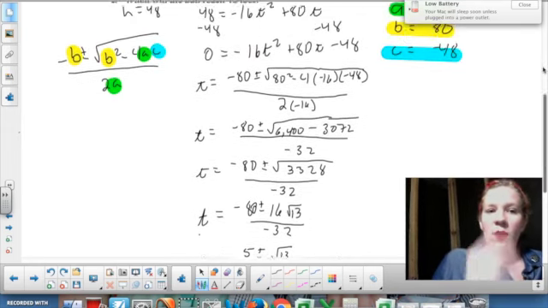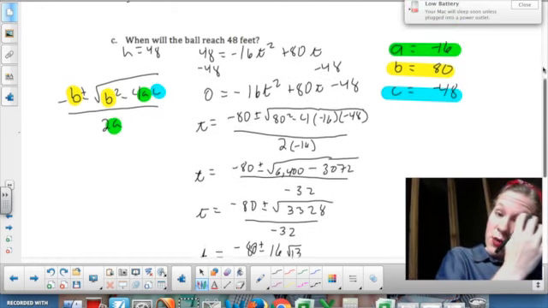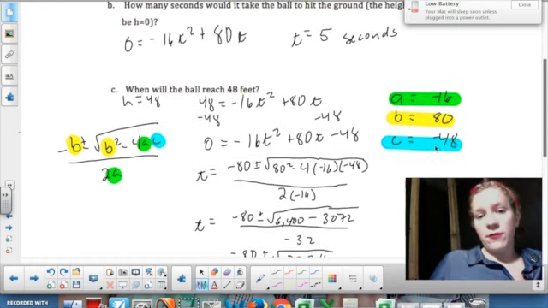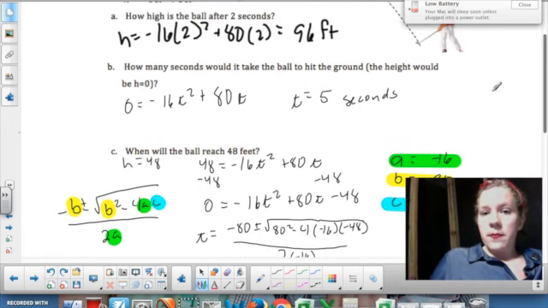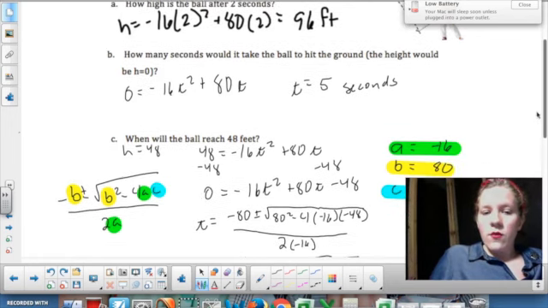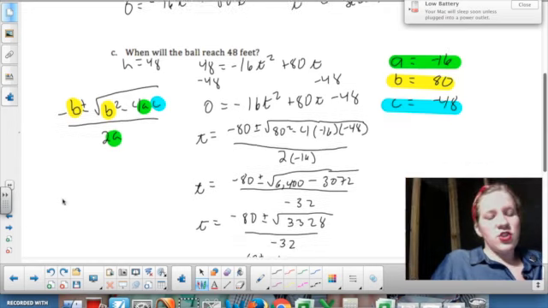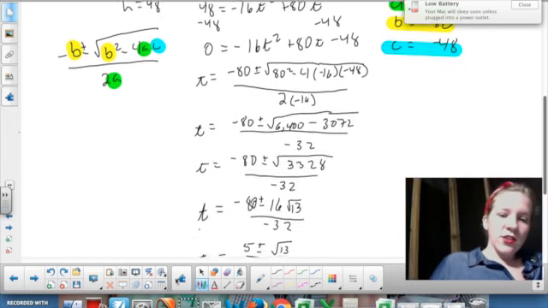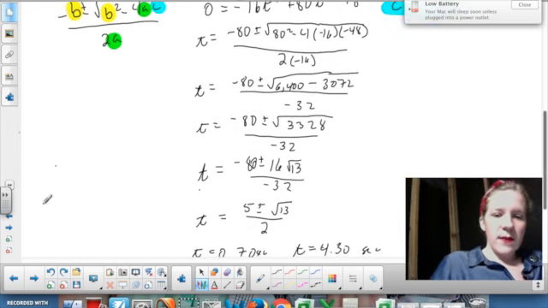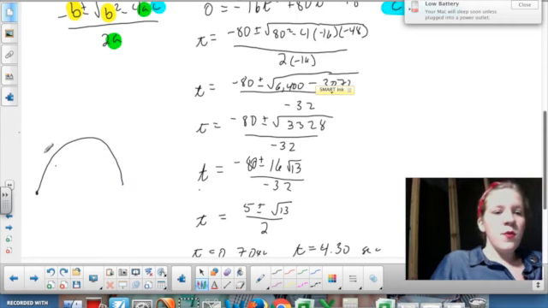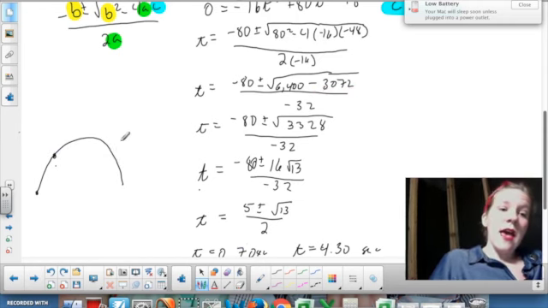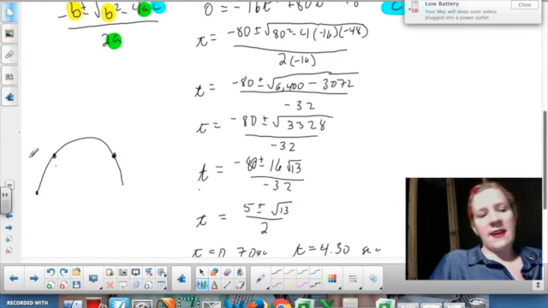So as with every word problem, we now have to think about which of these solutions makes sense. Which one is it that we're actually looking for? Well, it wants to know when the ball's going to reach 48 feet. So think about the trajectory of this ball. Okay, it started out on the ground. It got hit up. At some point, it got to 48 feet after 0.7 seconds. And then after 4.3 seconds, it hit 48 again.